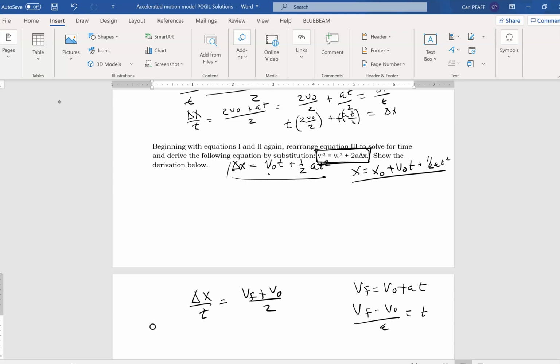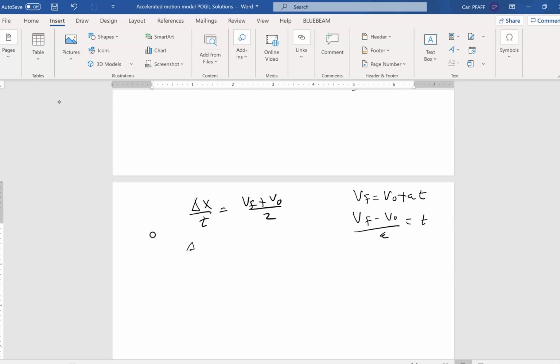So hopefully we can deal with that. And then I get delta X over VF minus V naught over A, which is T, should be equal to VF plus V naught, and this V naught and VI, remember, are the same thing, sorry, it's my old school, over 2. So now I'm just going to do a little rearranging.